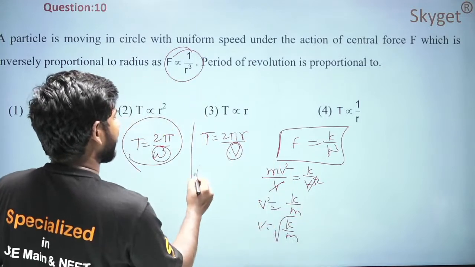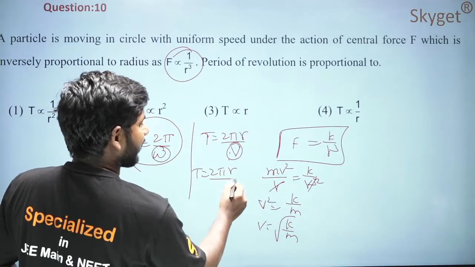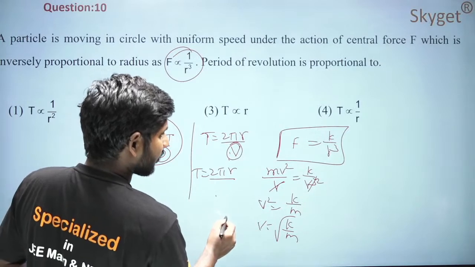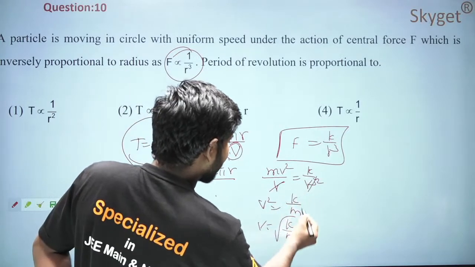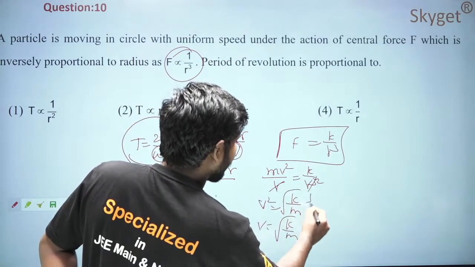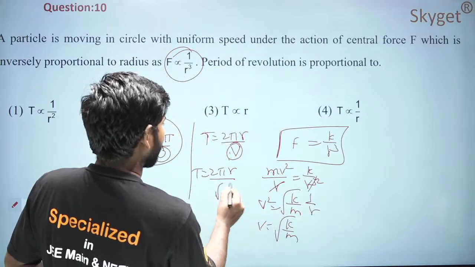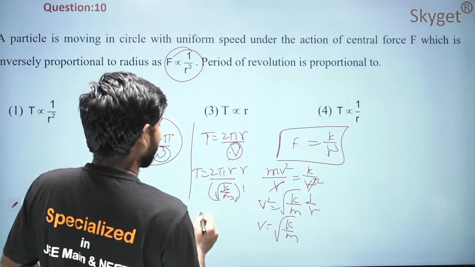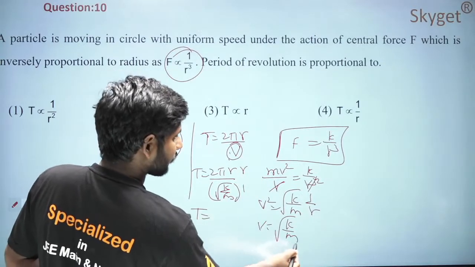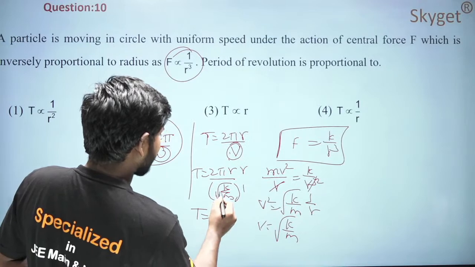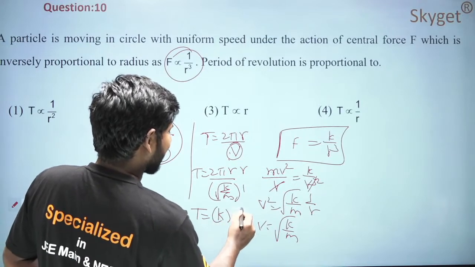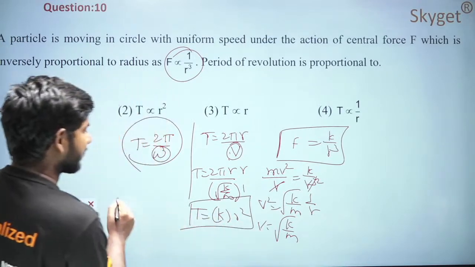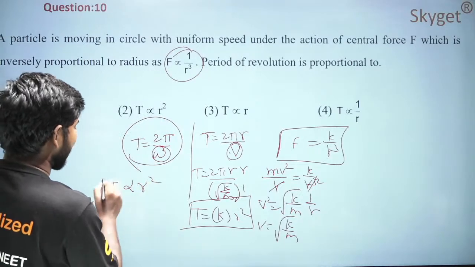So substitute v here, T is equal to 2 pi r by v, which is root k by m into 1 by r. So here root k by m into 1 by r, 1 by r, that means T is equal to some constant into r square we can write, then that means T is proportional to r square is the answer.